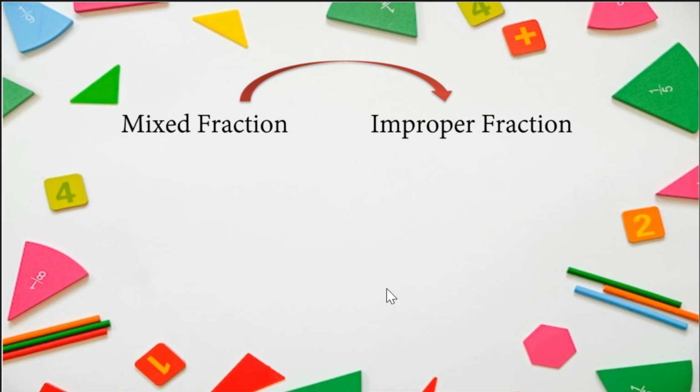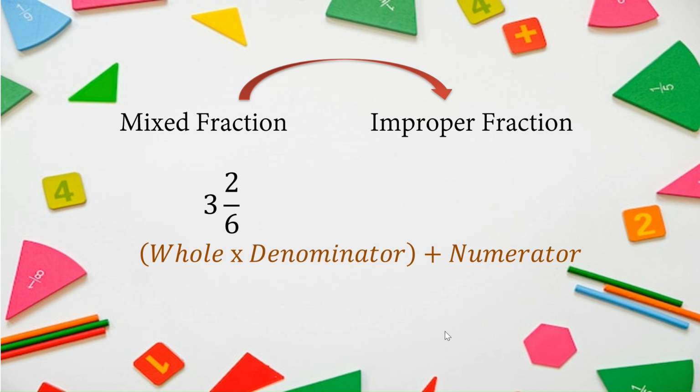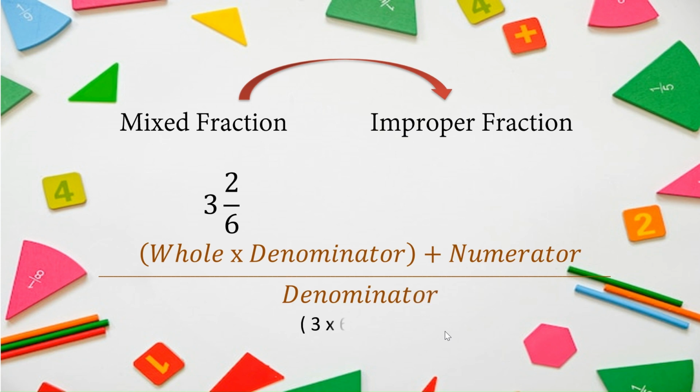Now we'll see how to convert a mixed fraction into an improper fraction. Consider any mixed fraction, say 3, 2 upon 6. To convert this into an improper fraction, we have to remember a formula: whole into denominator plus numerator, upon denominator. Now, in the given fraction, 3 is the whole number. So, 3 into 6 plus 2 upon 6. 3 into 6 is 18 plus 2 is 20. So, 20 upon 6 is the result. Here, the numerator is greater than the denominator. So, this is an improper fraction.